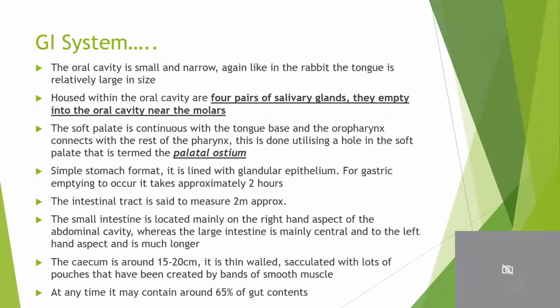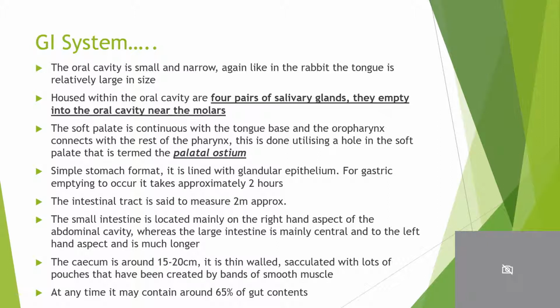GI system. The oral cavity is small and narrow. Again, like in the rabbit, the tongue is relatively large in size. Within the oral cavity there are 4 pairs of salivary glands, and they empty into the oral cavity near the molars. The soft palate is continuous with the tongue base, and the oropharynx connects with the rest of the pharynx, and this is done utilising a hole in the soft palate that is termed the palatal ostium.